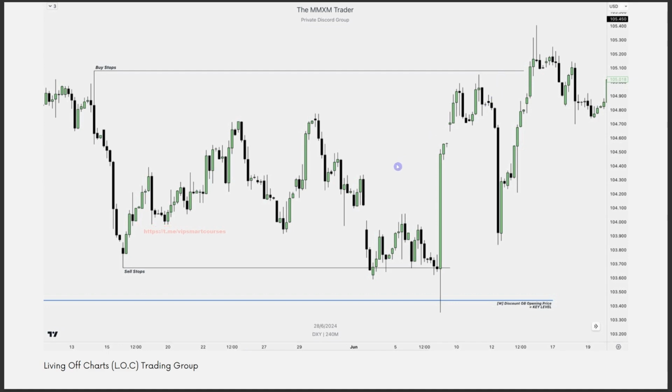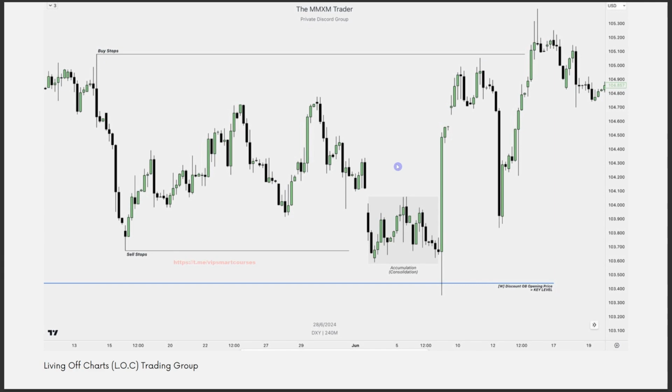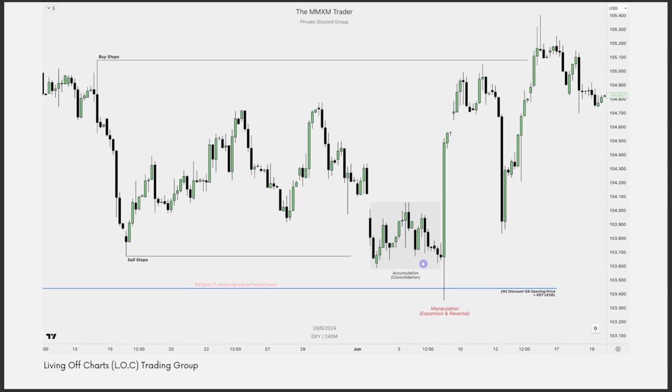Now, what I want to emphasize is that consolidation needs to happen above or below a key level. This is very crucial because then we can have a proper manipulation within that key level. So what does that look like? Over here we've got the consolidation, right? Just before that weekly order block. So we have a key level below us and we consolidate just above it. Now next we'll have a manipulation, which is an expansion lower, and then we'll get a reversal.